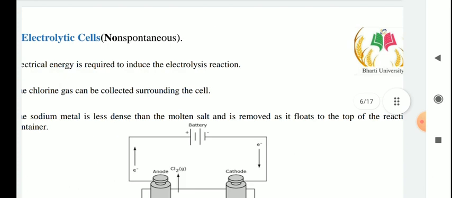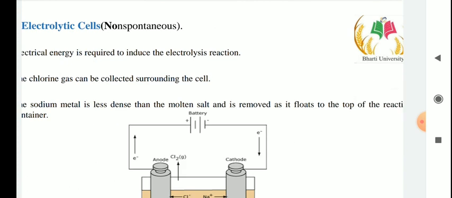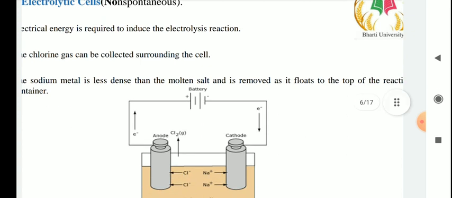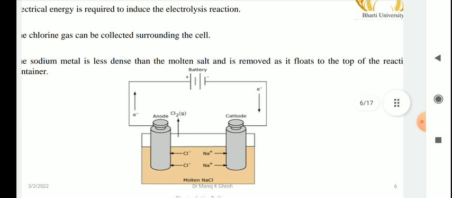So come to the second point. What is an electrolytic cell, or non-spontaneous reaction? It is when electrical energy is required to induce the electrolysis reaction. Suppose you take a gas like chlorine gas, it is collected surrounding the cell.